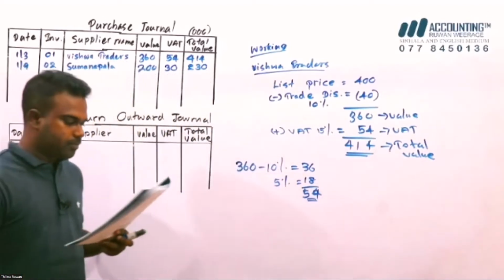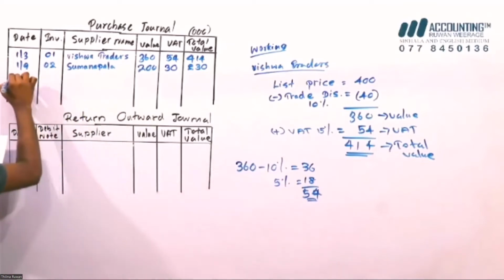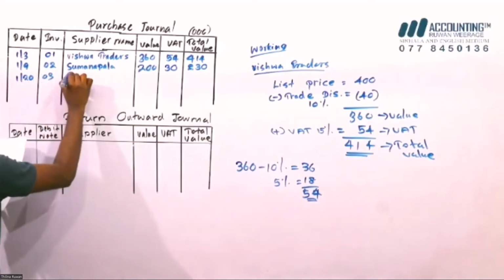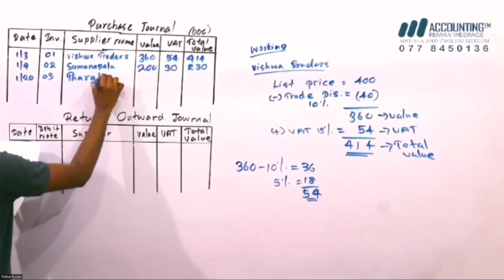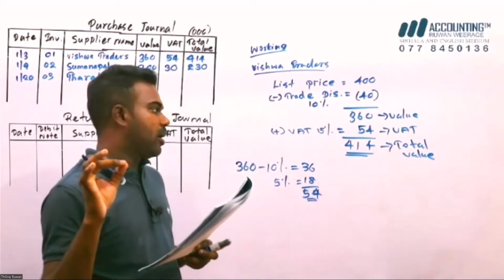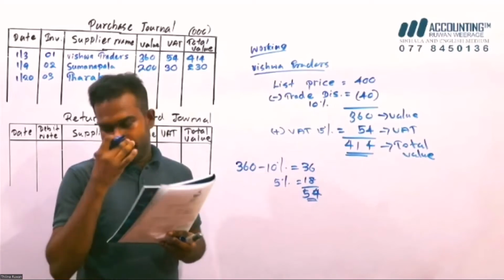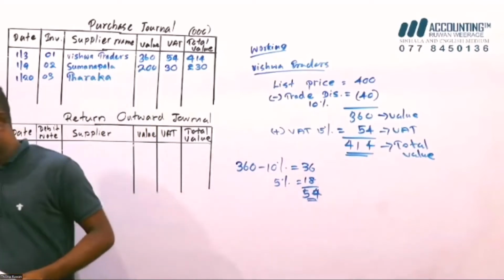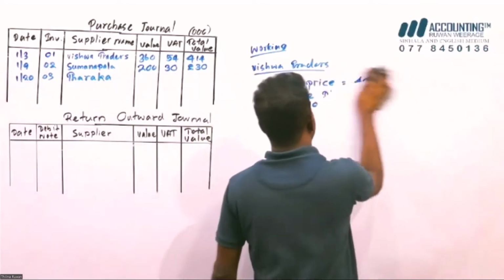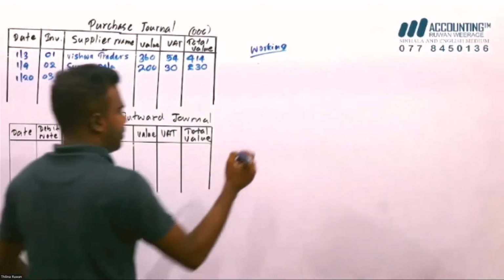Right. Then next one, Tharaka, January 20th, invoice number 3. That 150 is VAT included. How can we find out how much the amount excluding VAT is? How to find out? They have given the VAT included amount.